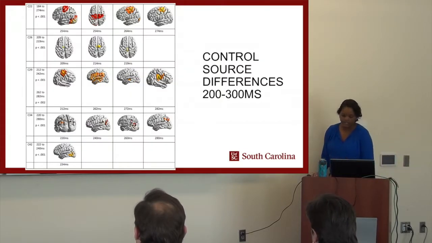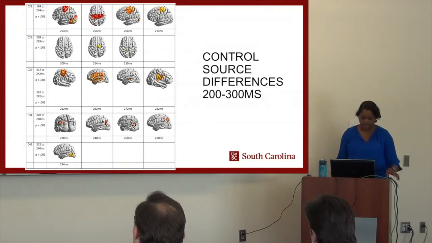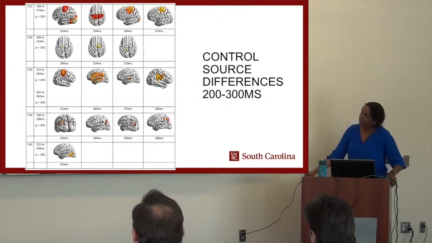And so these are the differences occurring between 200 and 300 milliseconds. And we're seeing that primarily in motor and premotor regions, as well as middle temporal gyrus, inferior temporal gyrus, and some temporoparietal regions.